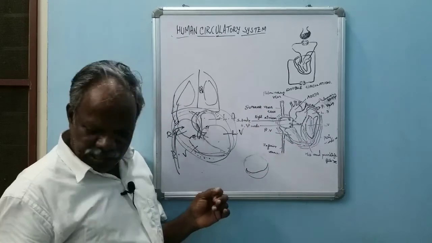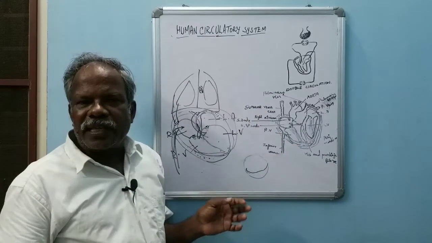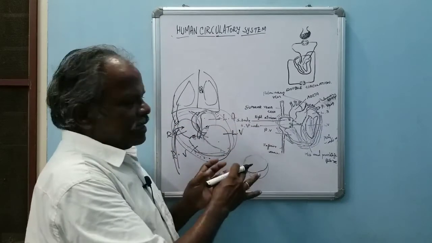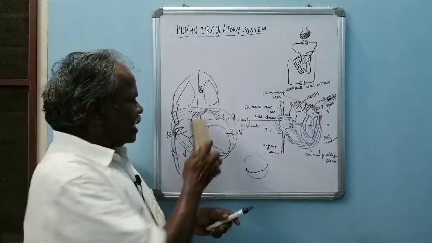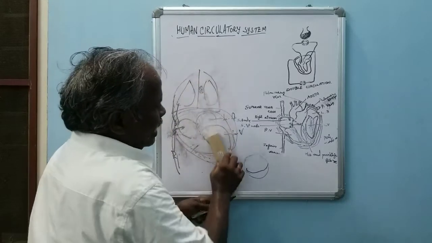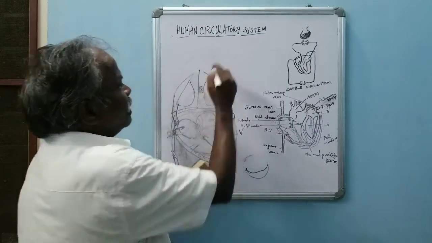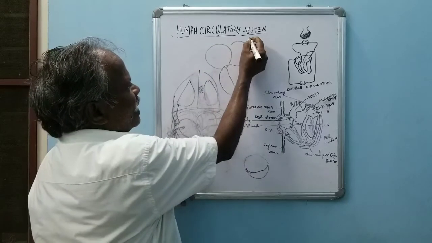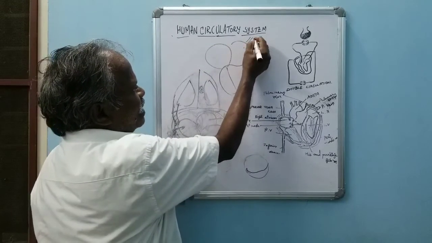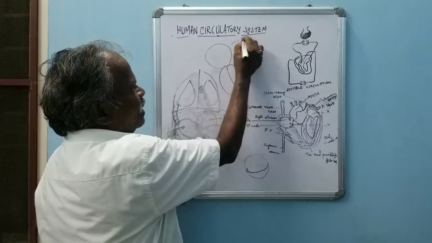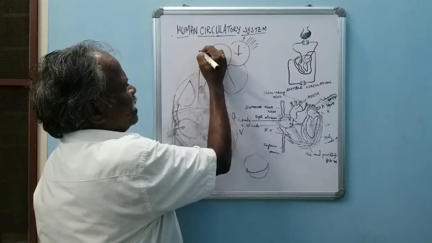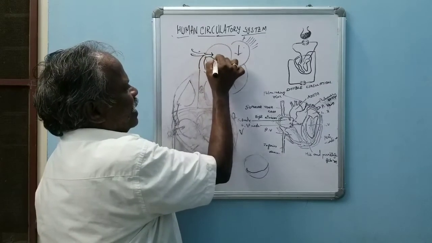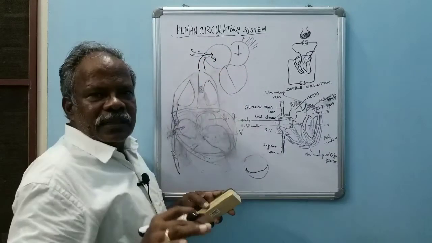Now we will see the function of the heart, how the heart functions. First, let us consider the auricle. The left auricle receives pure blood from the pulmonary vein. At the same time, from the inferior vena cava and superior vena cava, the impure blood comes to the right auricle.